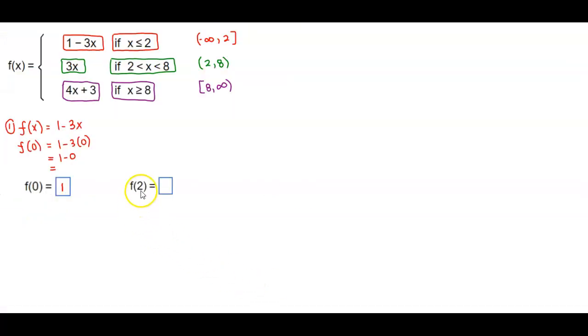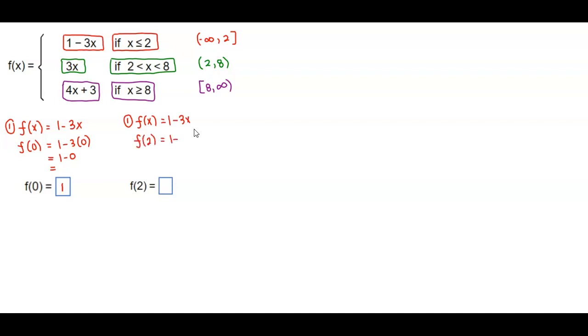Now let's find f of 2. To find f of 2, we need to figure out which restriction the function is going to be in. Because x is equal to 2, if you look at the first function, it says that x is less than or equal to 2. So we're going to have to use this function. In the second one, it says that x is greater than 2, and it doesn't include 2. So again, we're going to use the first function, f of x equals 1 minus 3x, and we want to find f of 2.